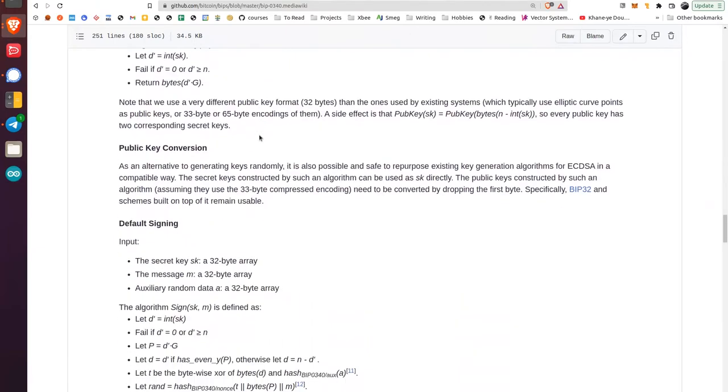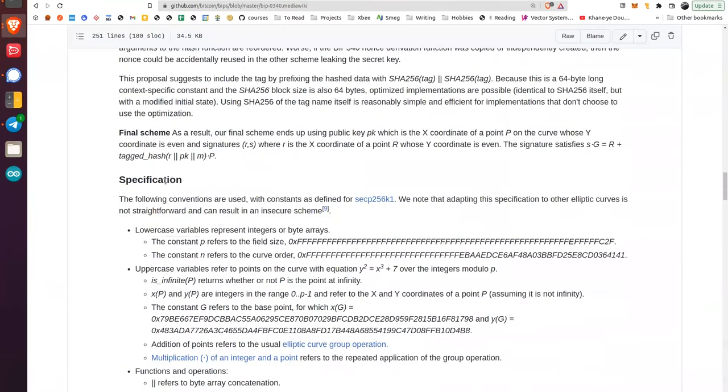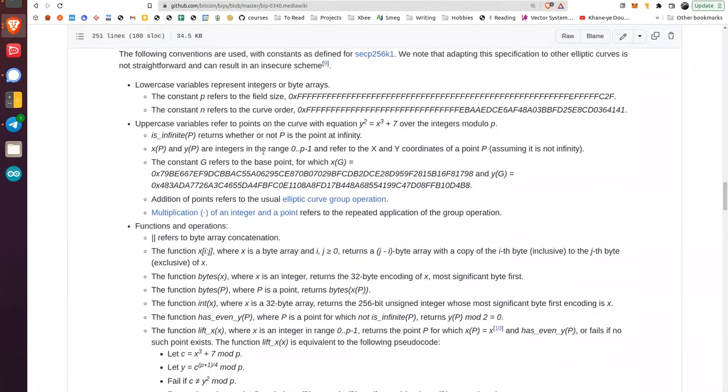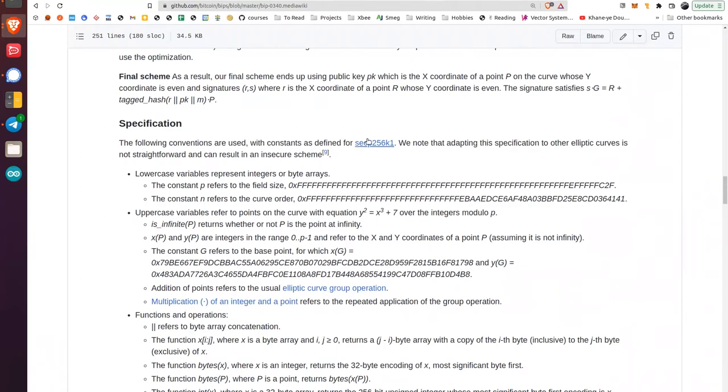Some BIPs don't have specs. This one does. It's called specification. It's right here, and it tells you all the stuff you need to know about how to do it. It uses the same curve as ECDSA, which is kind of cool and interesting. So the underlying cryptosystem, I don't know what the official term is for it, is unchanged. It uses the same elliptic curve, basically the same parameters as ECDSA, which means the private and public keys you used for ECDSA are all semi-valid with some tweaks in Schnorr, which is cool.